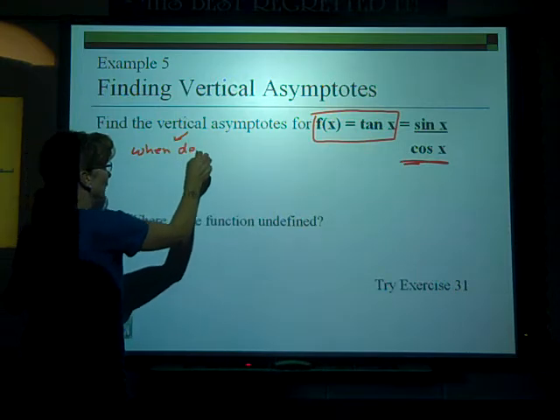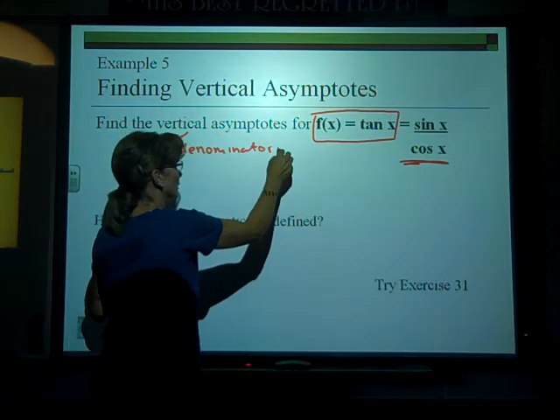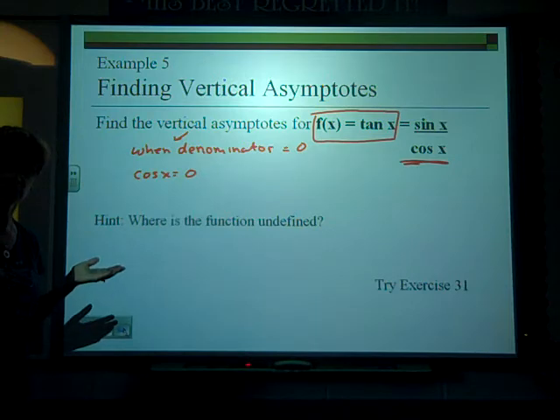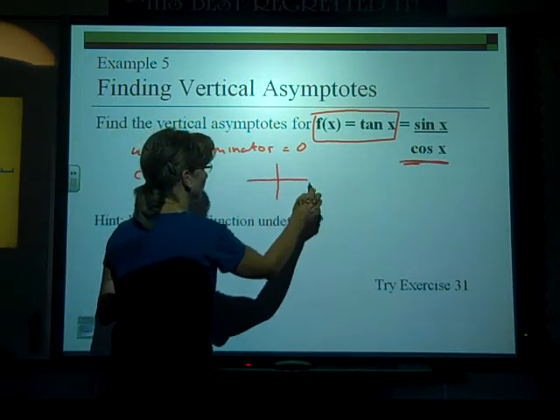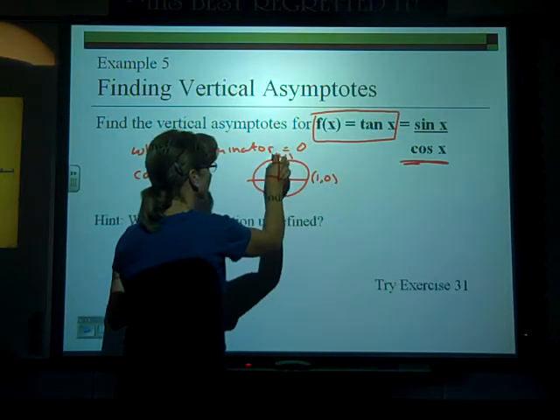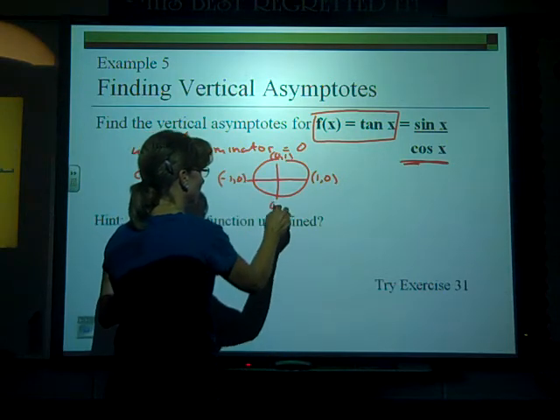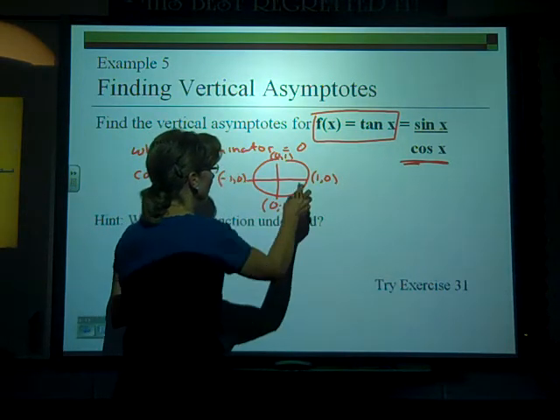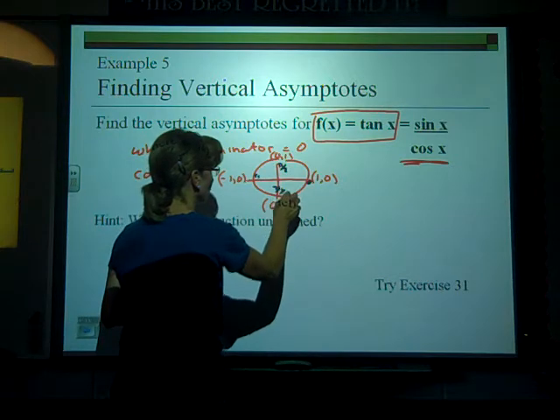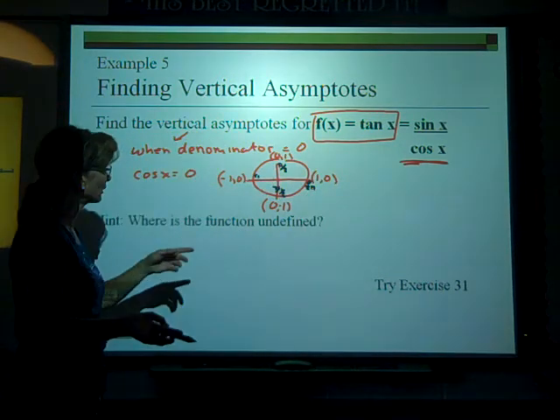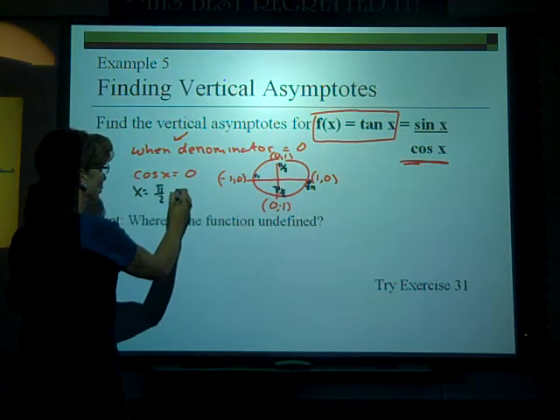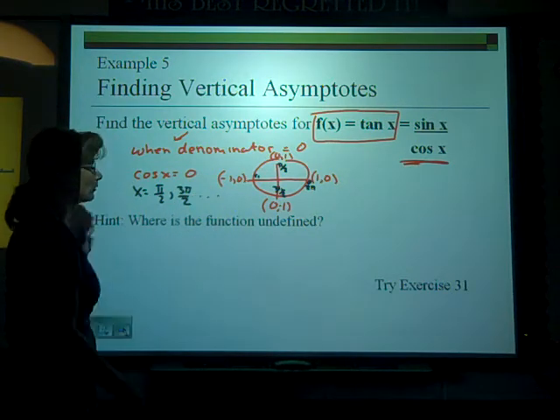When the denominator equals 0. So we want to know, when does the cosine of x equal 0? That's all we want to know. And I always kind of do one of these, and if you think about your unit circle, this is 1, 0, 0, 1, negative 1, 0, 0, negative 1, and 0, pi over 2, pi, 3 pi over 2, 2 pi, and so on and so forth. So you can say cosine is my x value. It's when x equals pi over 2, 3 pi over 2, and so on, right?